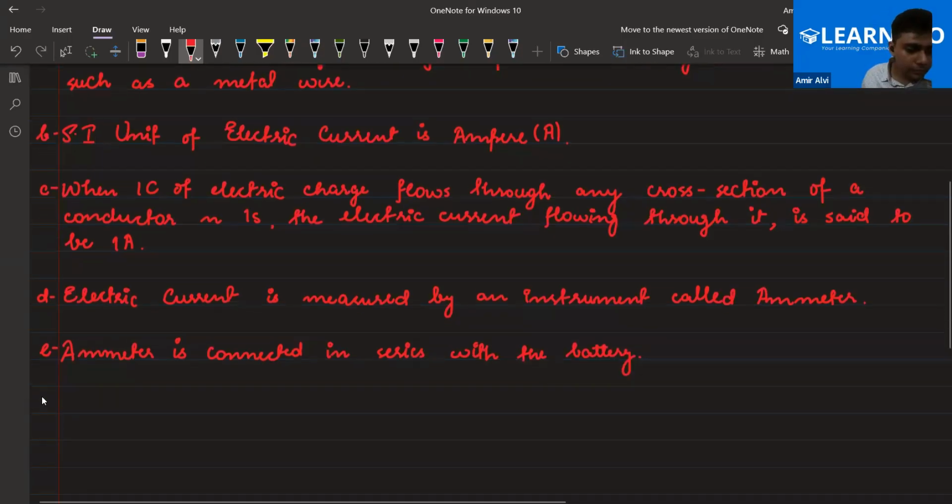Next thing, F point. The F point says that the ammeter should have very low resistance, because if the resistance is high, current will not pass through it properly, and the ammeter will not provide an accurate reading. So it is recommended to keep the resistance as low as possible in the ammeter, so that we can get an accurate reading. Am I clear to all of you?